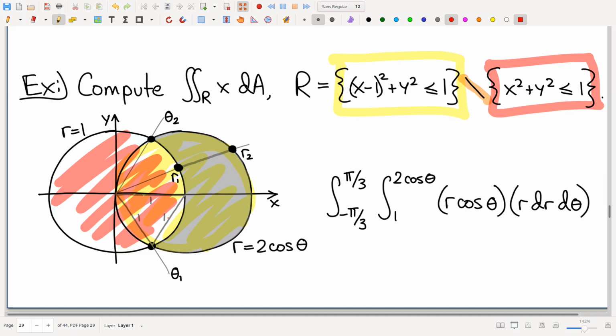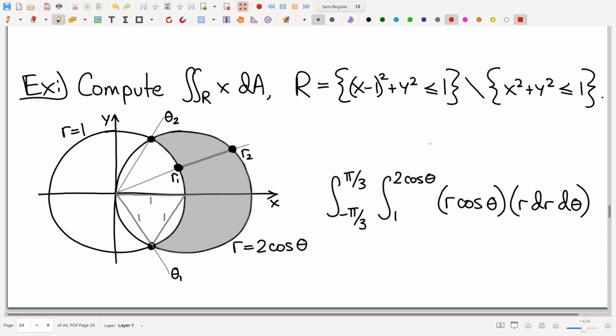And so the picture is very straightforward. We're going to look at the yellow. We're going to take a big red bite out of it. And the result is, of course, what I have shaded in gray here. There's our domain. How would I do an integral on that region?